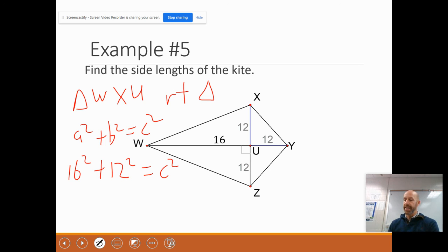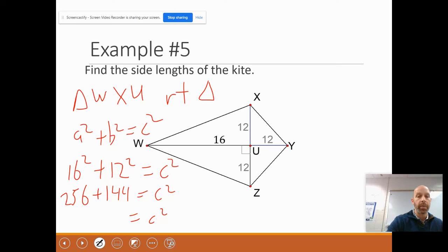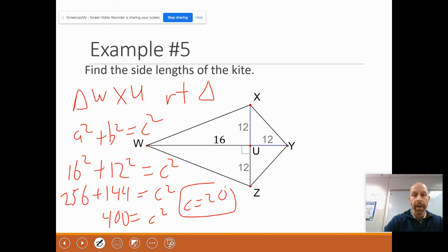And again, I'm going to use my calculator just to be careful here. So we're going to do 16 squared, which is 256. Then we're going to do 12 squared, which is 144. And then that is equal to C squared. So C squared is equal to, well, I got to add those two together, which is 400. Now, how do I get rid of that squared? Oh, I got to do the square root. So you just got to do the square root of 400, and C turns out to be 20. In other words, this length right here is 20.